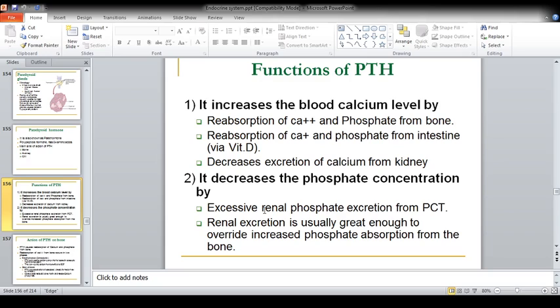Moreover, it causes reabsorption of calcium and phosphate from the intestines via acting on vitamin D. Via 1,25-dihydroxycholecalciferol, it would increase the reabsorption of calcium and phosphate from the intestine, the gastrointestinal tract. It would also cause decreased excretion of calcium from the kidney. So it is acting on all three major structures responsible for the regulation of calcium ion and phosphate, and it is conserving the calcium.